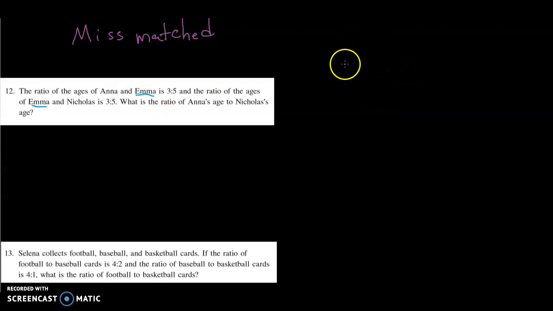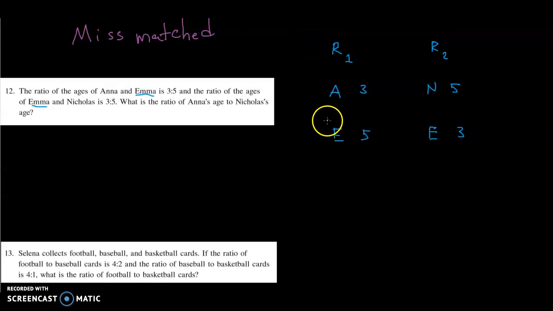So what we're really just going to do is make two different ratio columns. Just watch me for a minute here. I think this will make sense as I'm doing it. I'm going to say this is ratio set 1 and this is ratio set 2. Now, in ratio set 1, we have Anna and Emma, so I'm going to put A and E. And the ratio there is for every 3 years of Anna's age, it's 5 years of Emma's. Now, ratio set 2 is Emma and Nicholas. Emma is our link, so I'm going to match her up right here. Emma is 3 in this scenario, and I'm going to put Nicholas right here. Nicholas is 5.